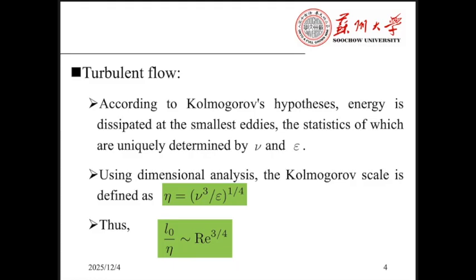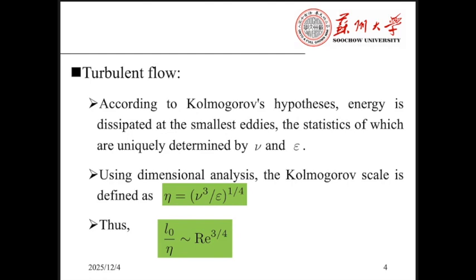According to the Kolmogorov hypothesis, energy is dissipated at the smallest eddies. The statistics of the smallest eddies are uniquely determined by nu, the viscosity, and epsilon. Using dimensional analysis, the Kolmogorov scale is defined as eta equals nu to the third power over epsilon, to the 1 over fourth power.